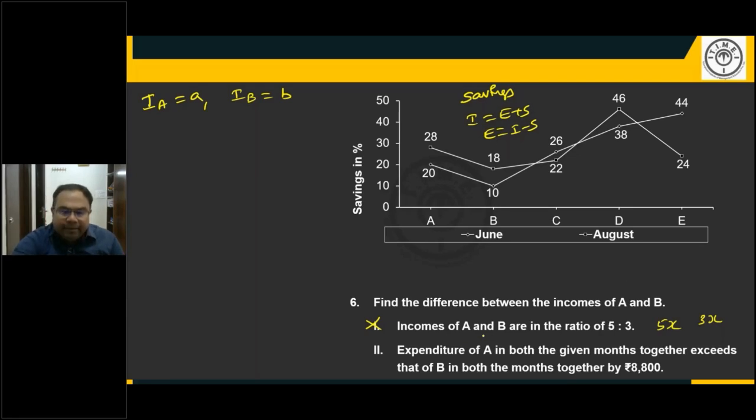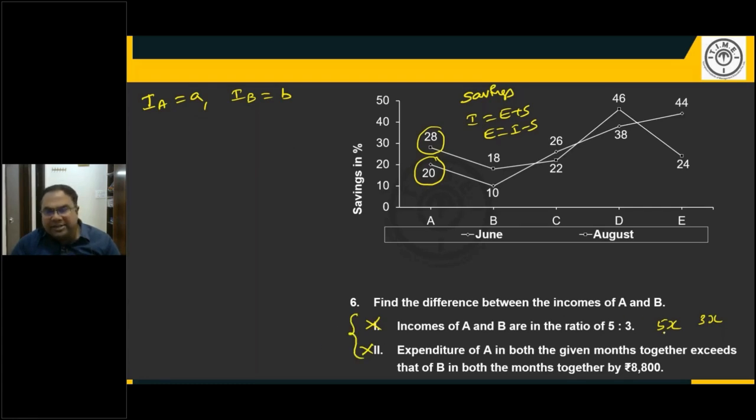Statement 2: the expenditure of A in both the given months together exceeds the expenditure of B in both the months by 8,800. What is the expenditure of A here in both the months? In June 20% savings, and here 28%. So the total income of A is a number. Remove 20% and 28%, that means you have to remove 48% of the number. But you don't know the A value and B value, so you cannot answer from the second statement also.